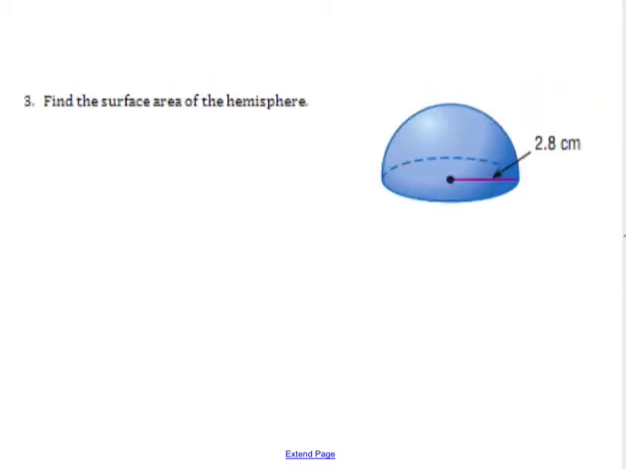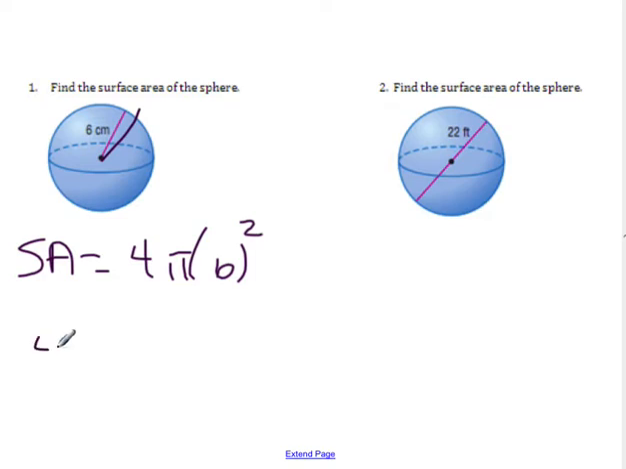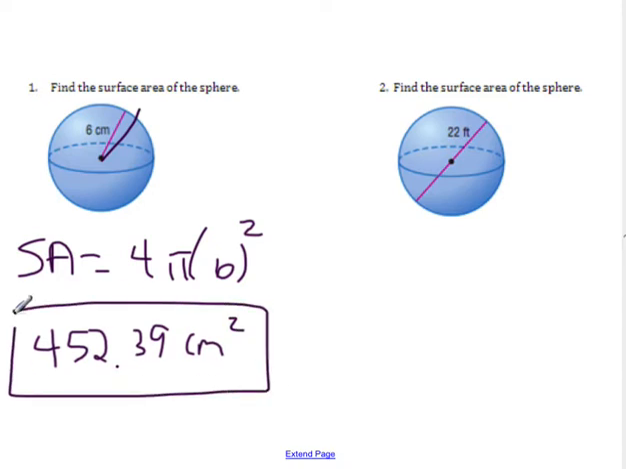So for number 1, or number 3, whatever you want, we want to find the surface area of a sphere. We notice that it's 6 centimeters for the radius. So all we have to do is plug that into the formula: the surface area is 4 times pi times the radius squared. The radius given to us is 6, and then that's going to be squared. So in your calculator, you're just going to type 4 times pi times 6 squared, and that's going to give you 452.39 centimeters squared. So that's your final answer for number 1.